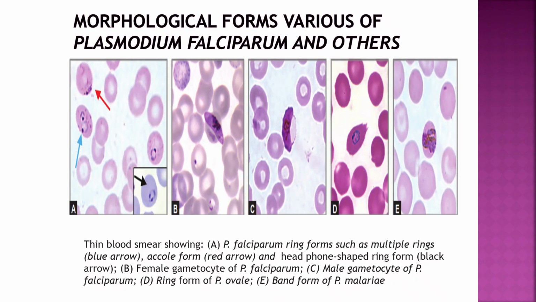Then in D you can see the ring form of Plasmodium ovale. So the RBC is oval in shape, and because of that the name is Plasmodium ovale. And in E you can see the band form trophozoite of Plasmodium malariae.